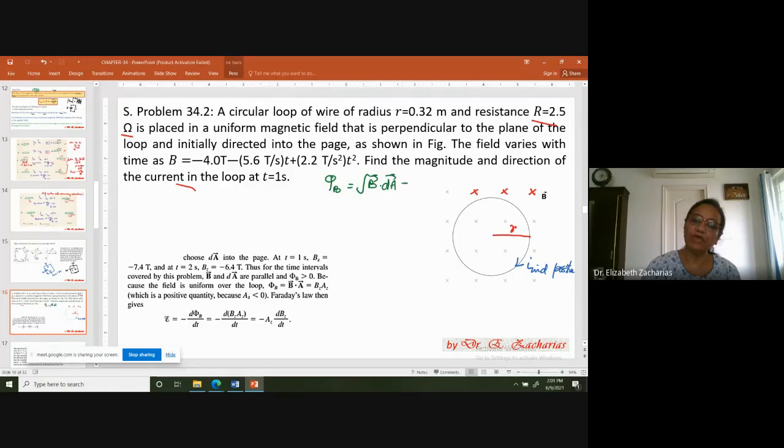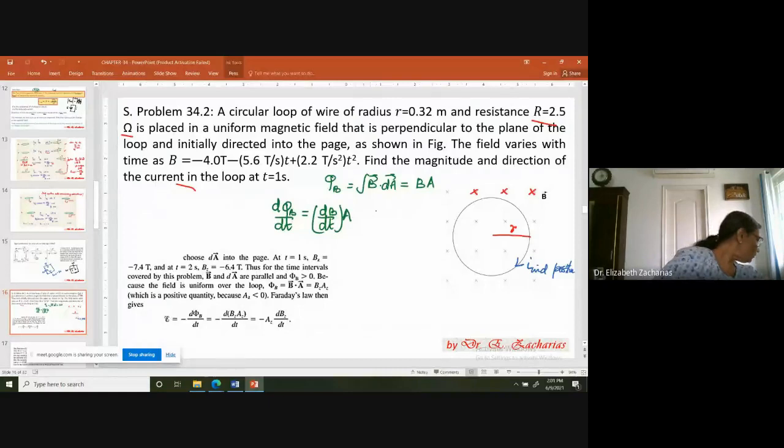It is simply B into A, because my magnetic field is uniform and it is parallel to the A vector. So now let us look at what is d phi B by dt. d phi B by dt is going to be dB by dt into A. This is simple calculus. A is the area, which is a constant, so you cannot differentiate the area. You differentiate your B. So it's going to be dB by dt into A.